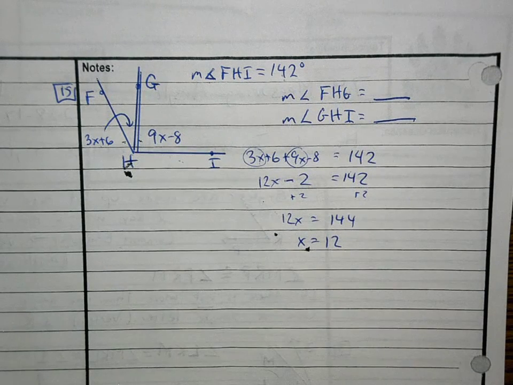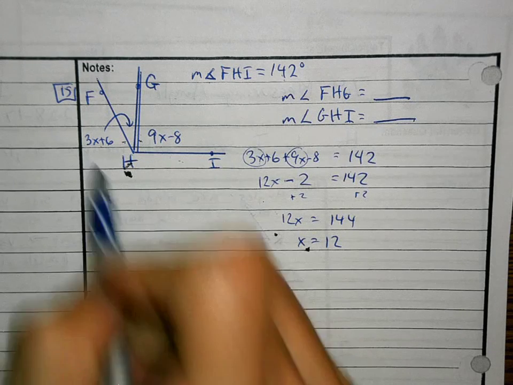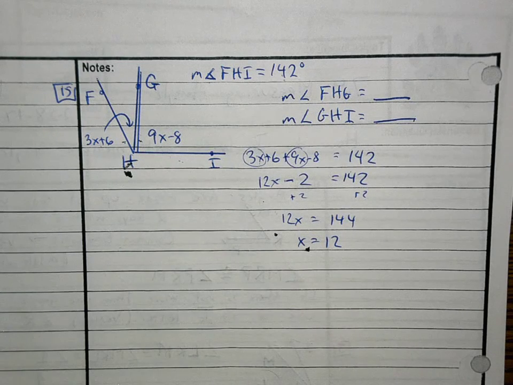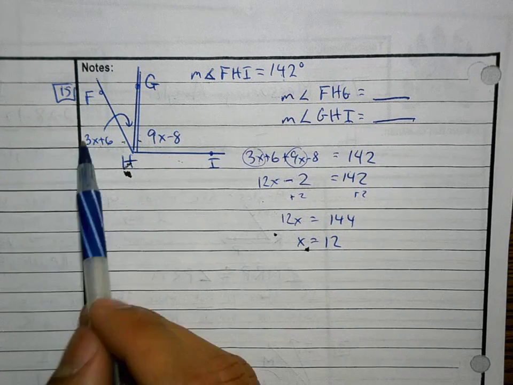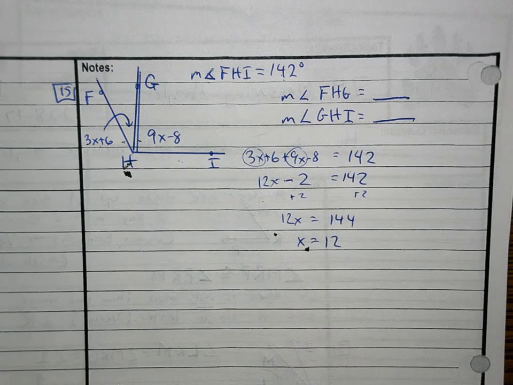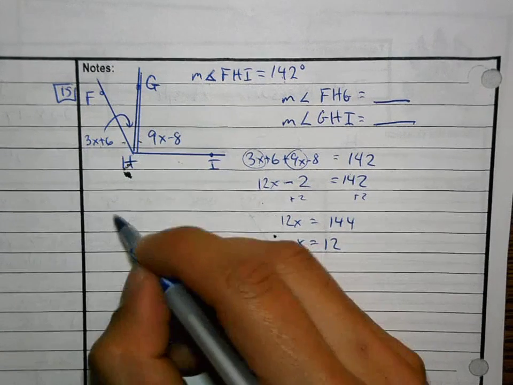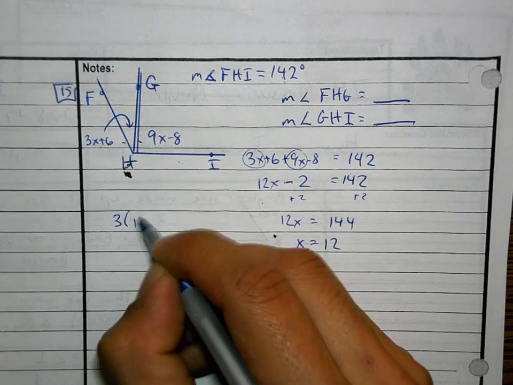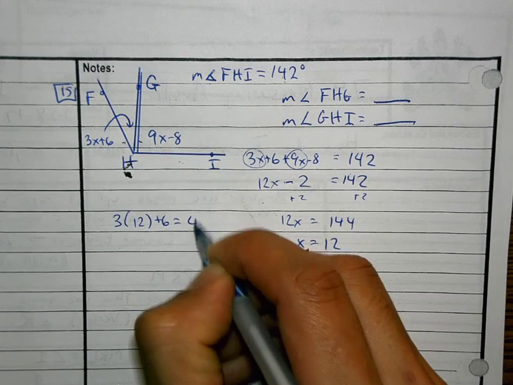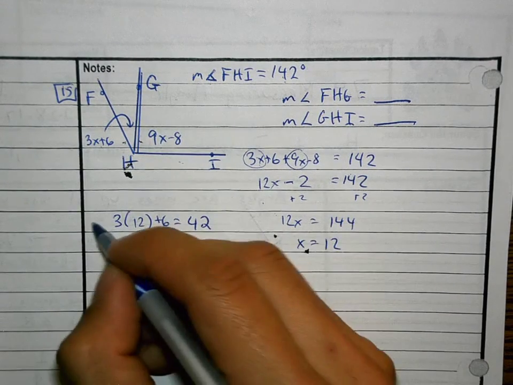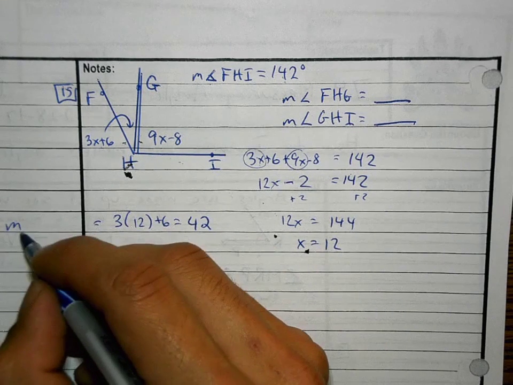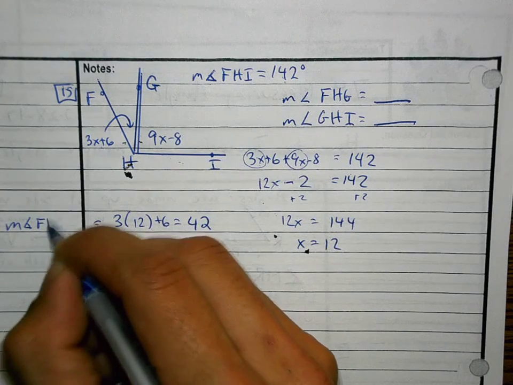This substitute goes, so whatever. Do you know what 3 times 12 plus 6 is? What is it? 42. Okay, so then I'll put down over here. 3 times 12 plus 6 is 42. And that is the measure of angle FHG. That's the answer to our first question.